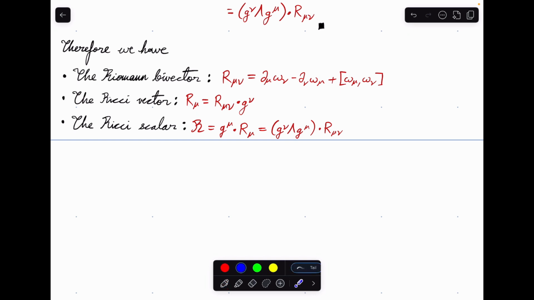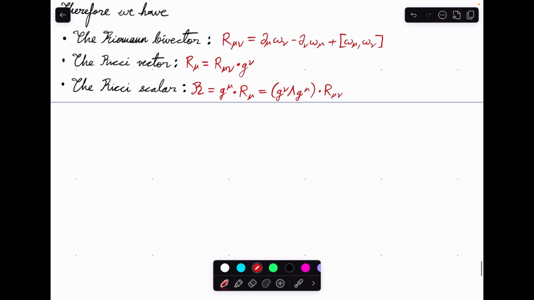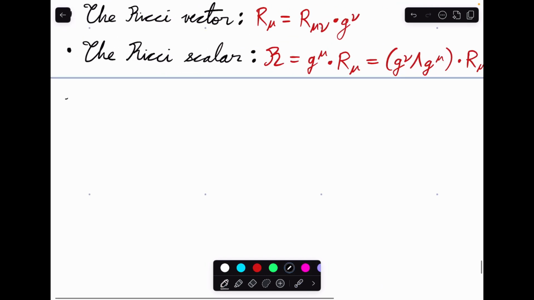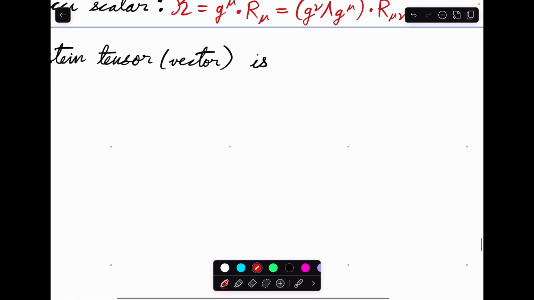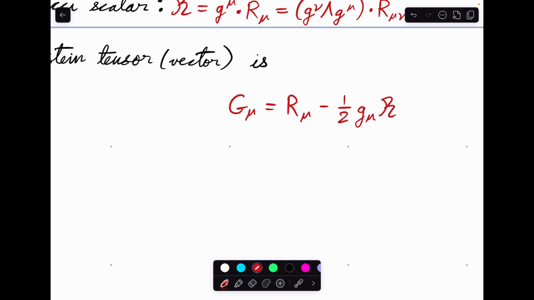So now we can talk about what Einstein's equations are after we define the Einstein tensor. The Einstein tensor, and really it's a vector. So the Einstein vector is as follows. It is G mu equals just the Ricci vector R mu minus 1/2, then the coordinate G mu, all times the Ricci scalar.